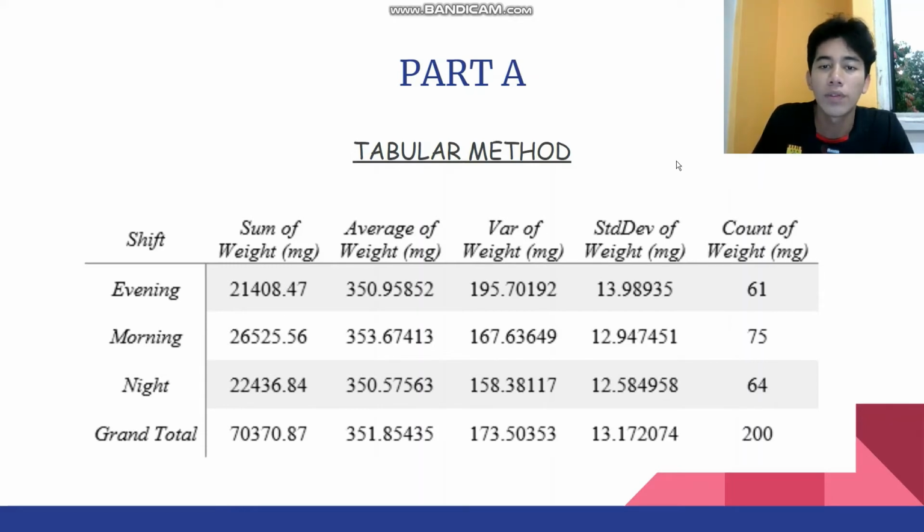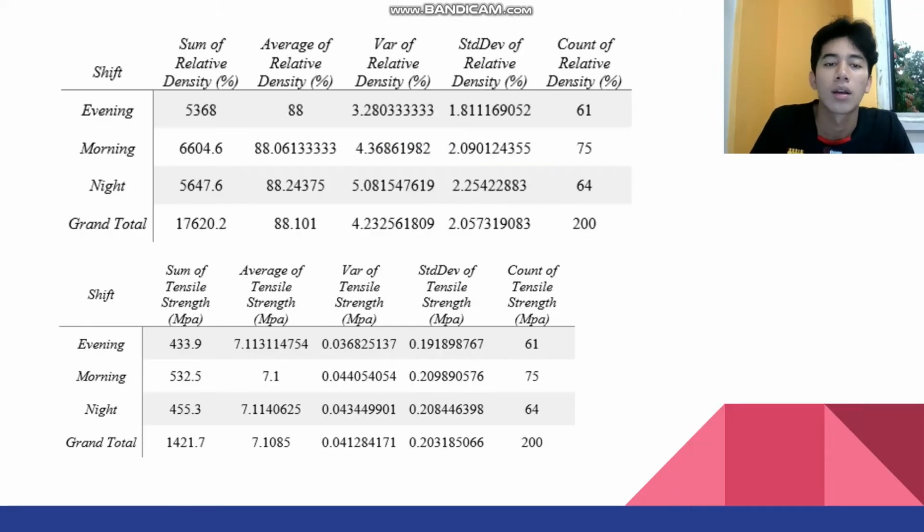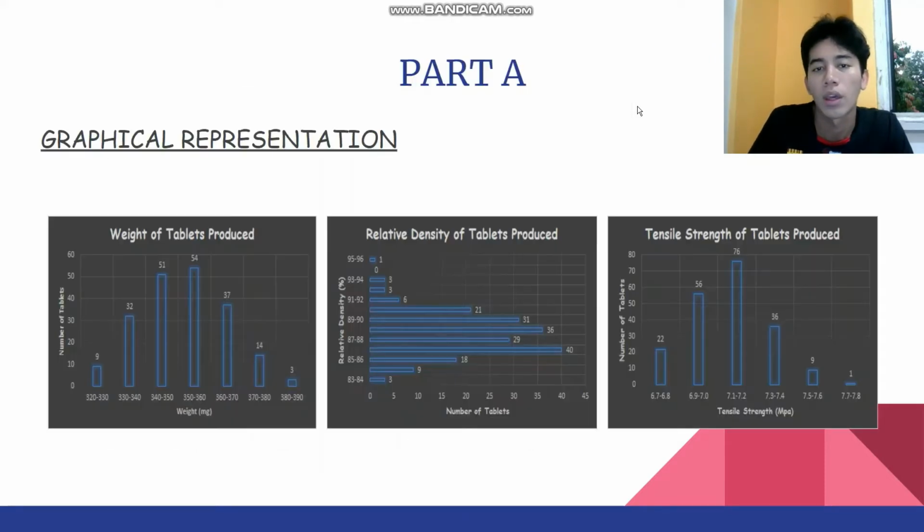We also divide it into three: weight, relative density, and tensile strength. As you can see, we divide each into evening, morning, and night, and into five columns: sum, average, variance, standard deviation, and count. And then the last part is the graphical presentation.